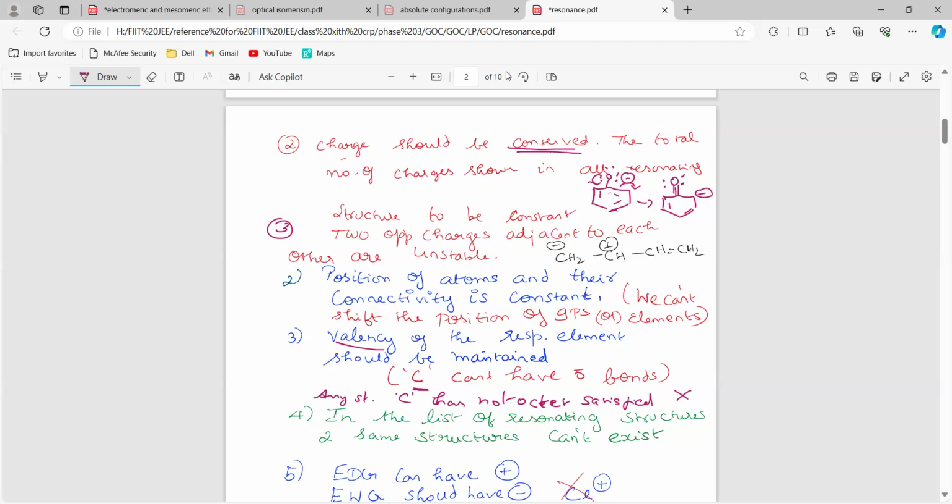In the list of resonating structures, two same structures can't exist. I won't write the same structures. If there are two rules, both supporting opposite cases, which rule takes preference? See, the first one: neutral is always better than charged one.